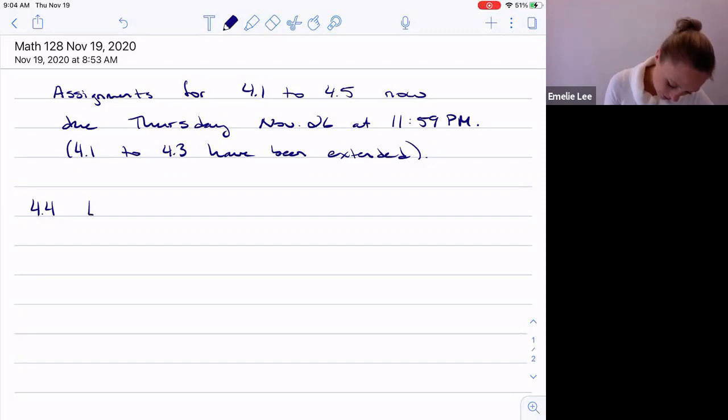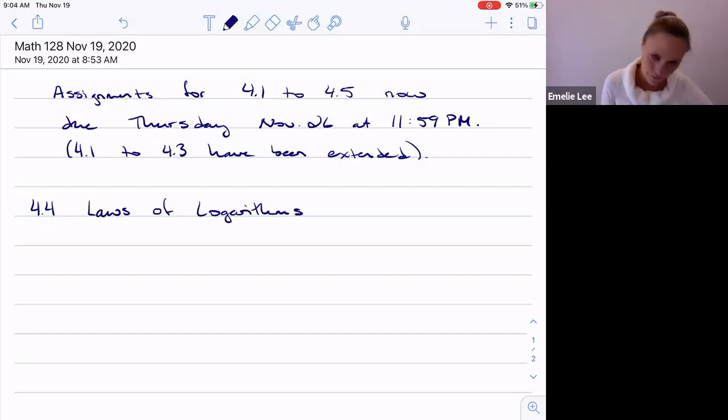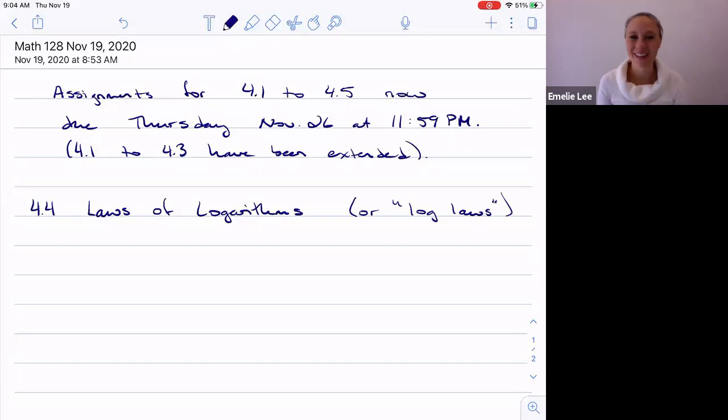So 4.4 is the laws of logarithms. Okay. Log laws, right? Or log laws. I don't know if you guys have watched Arrested Development, but Bob Loblaw's law blog. Anyways, it's always what I think of. So yeah, classic.